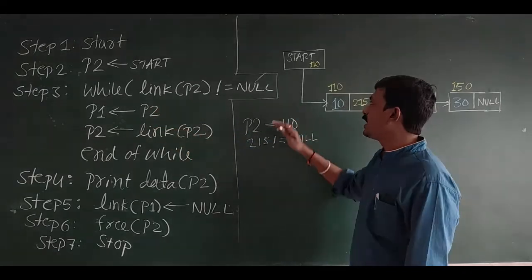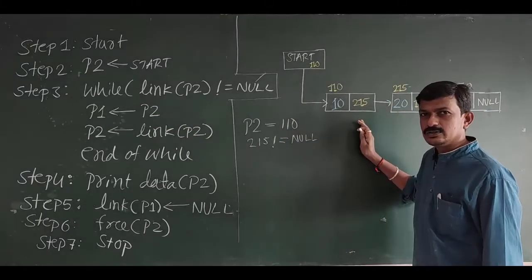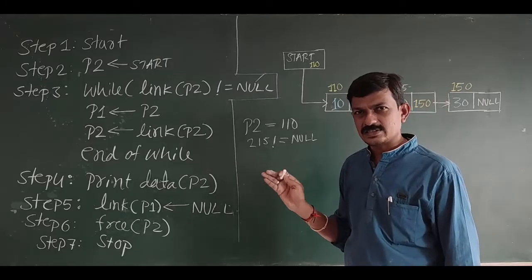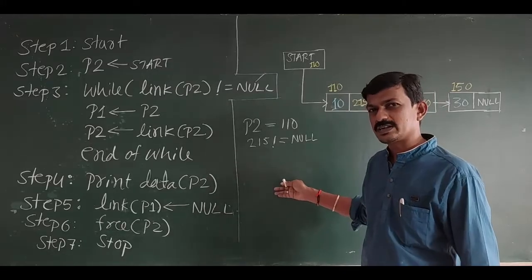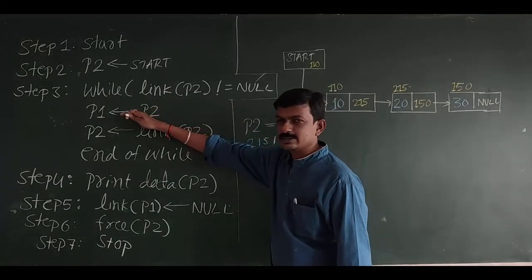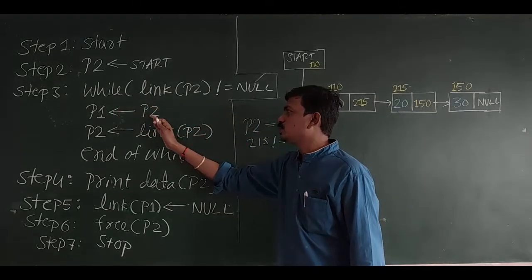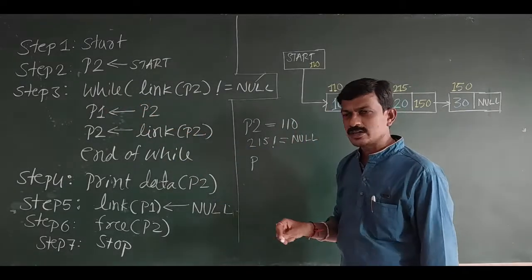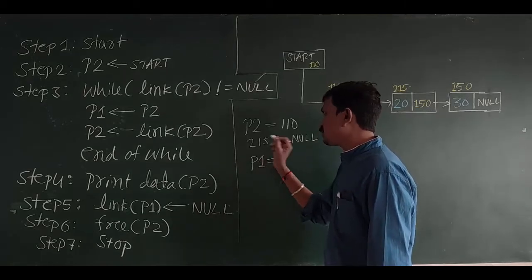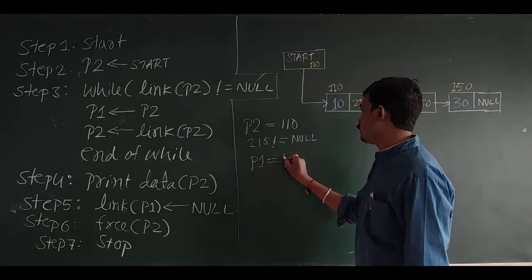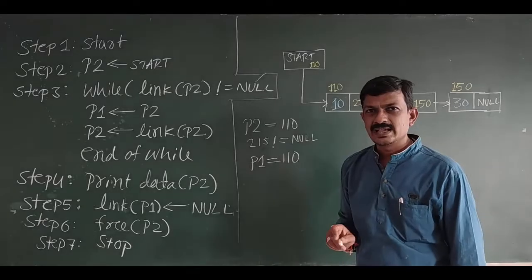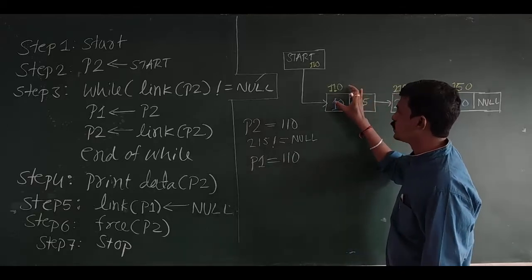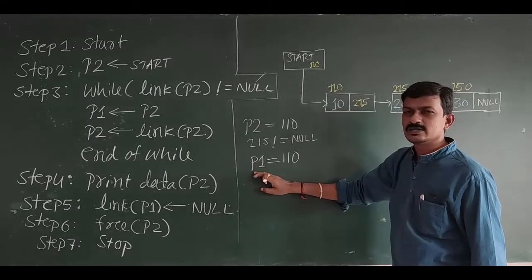I need to traverse this linked list till the last node, and for that I need to perform traversing. In the first step, the content of P2 will be assigned to P1. I am taking one more pointer, P1, and assigning 110 to P1. I am storing 110, the memory address of the first node, in pointer P1.